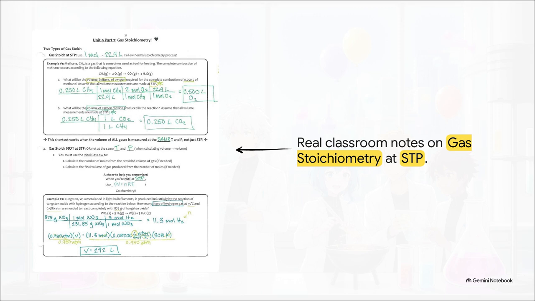The equation is CH4 plus 2O2 yields CO2 plus 2H2O. The question asks for the volume of oxygen required to burn exactly 0.250 liters of methane at STP. See how the math is laid out there?